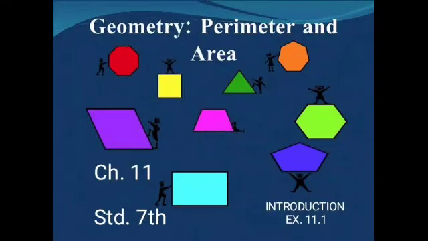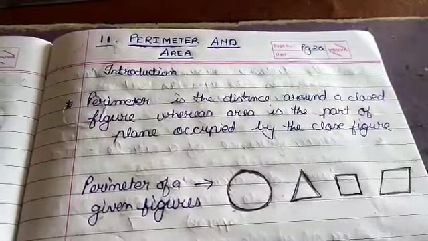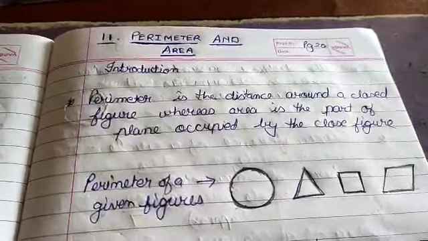Let us start a new chapter, that is perimeter and area. In this video we will see the introduction and exercise 11.1. Let us start our new chapter, that is perimeter and area.